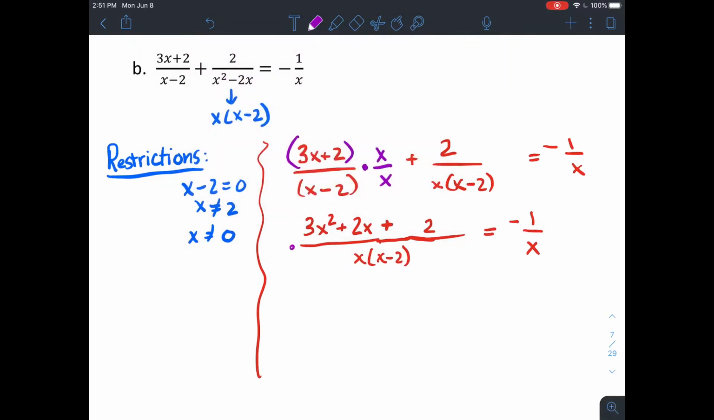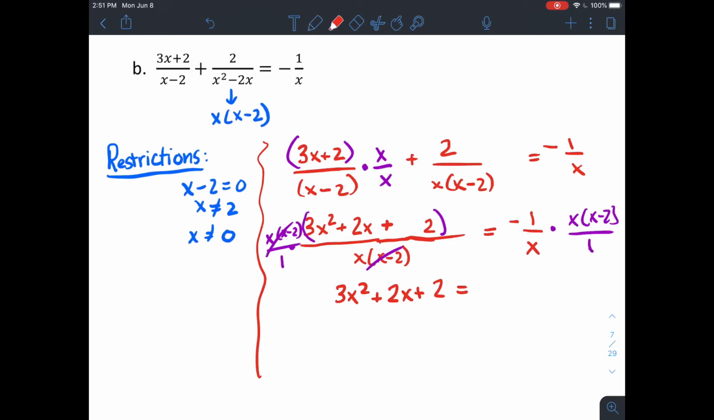Now I'm dividing my fraction on the left by a denominator of x times x minus 2, so let's multiply both sides by that to undo that division. So on the left, those divide out to 1. On the right, this is kind of a key thing that can help save you some work.